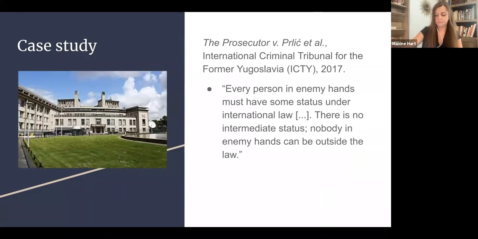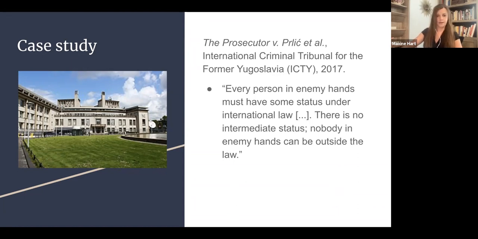So this is an example of how a court would apply this area of IHL. In this case, out of the International Criminal Tribunal for the former Yugoslavia in 2017, the case dealt with armed conflict that happened in the wake of the dissolution of the former Yugoslavia. And the parties were the HVO, or the Croatian Defense Council, and Bosnia and Herzegovina on the other side, which was predominantly Muslim. And so the HVO detained its own members of its own armed forces who were Muslim because it suspected them of having an allegiance to the enemy.